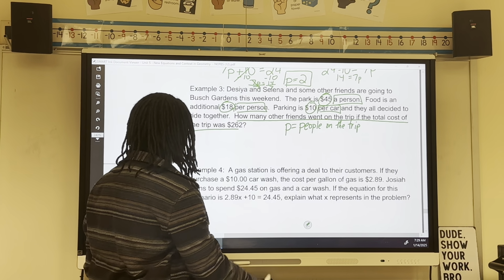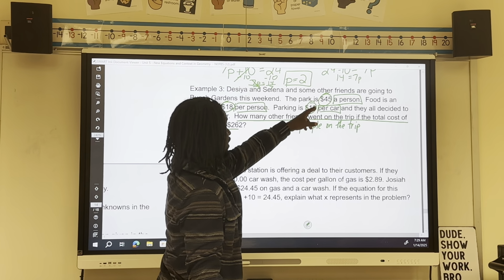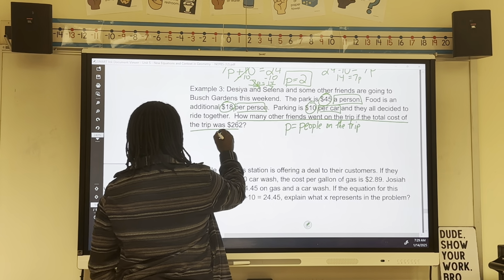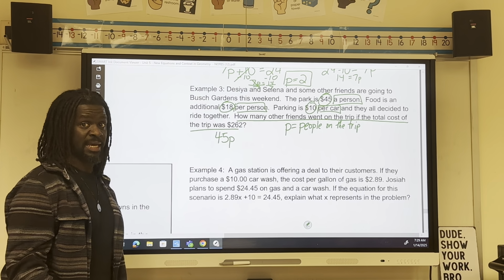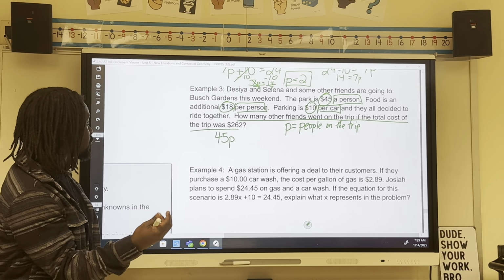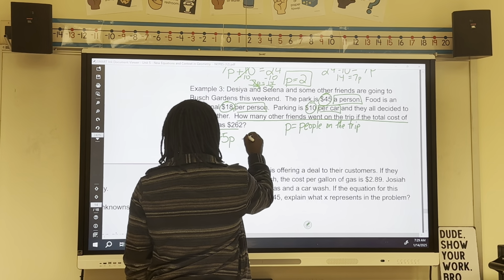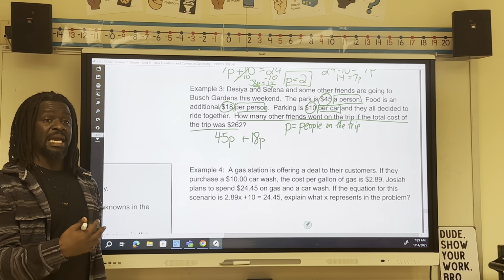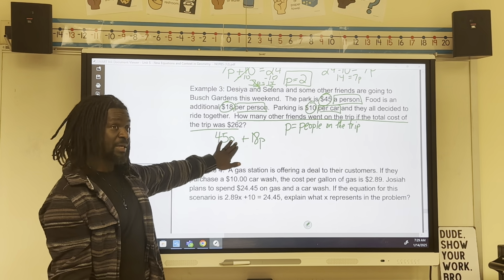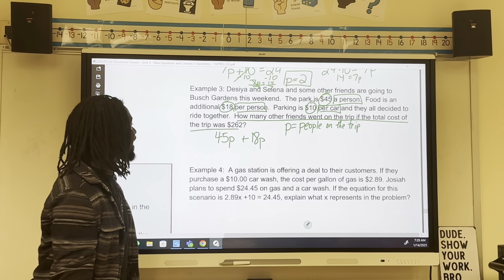So let's say we said, I'm going to now write my equation. The park is $45 a person. So we got 45P, okay? So every person is going to have to pay $45. Right? And then food is an additional 18. So each person is also going to have to pay $18. So 45p, each person is paying 45, and each person is also having to pay 18.